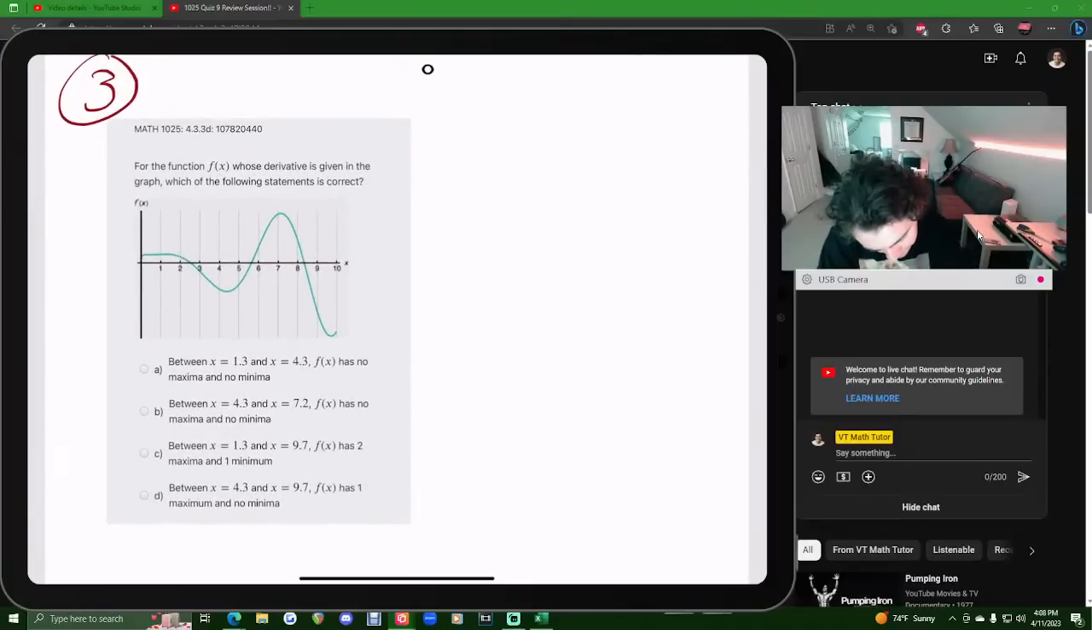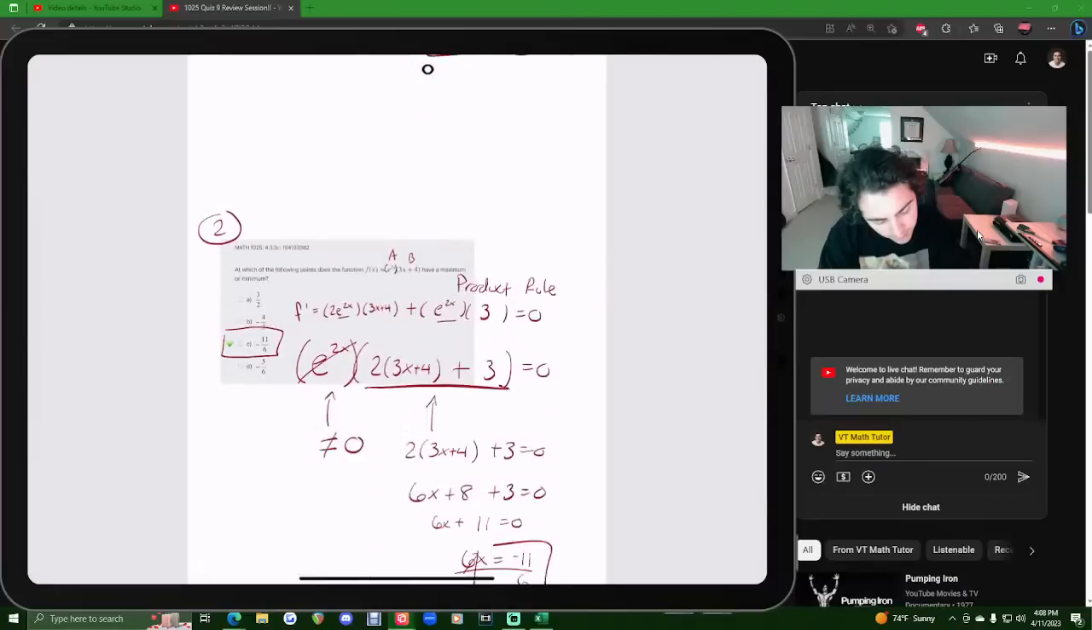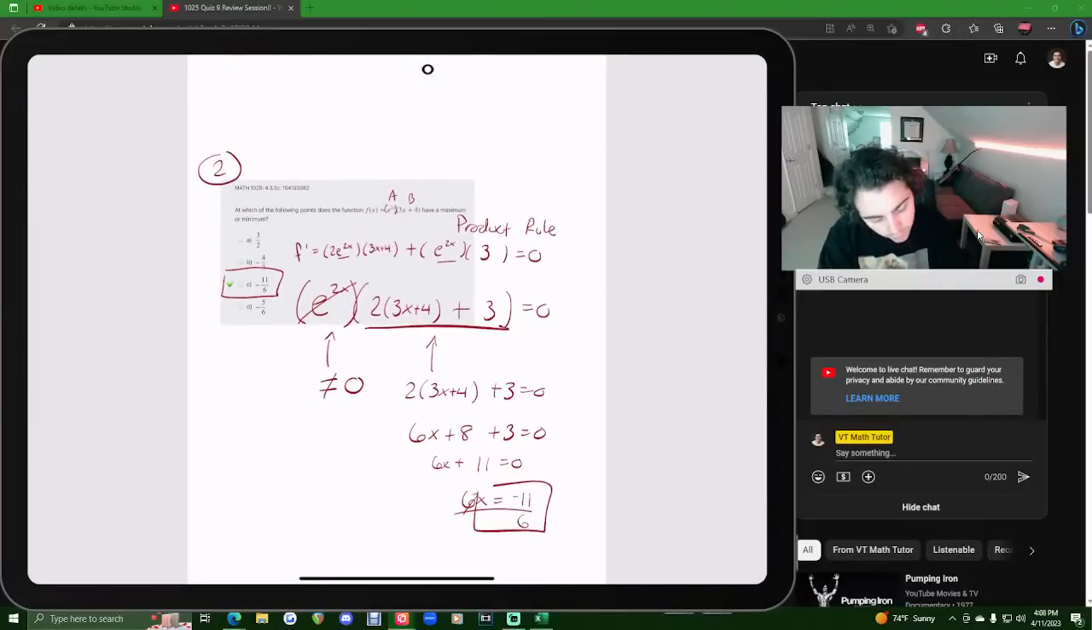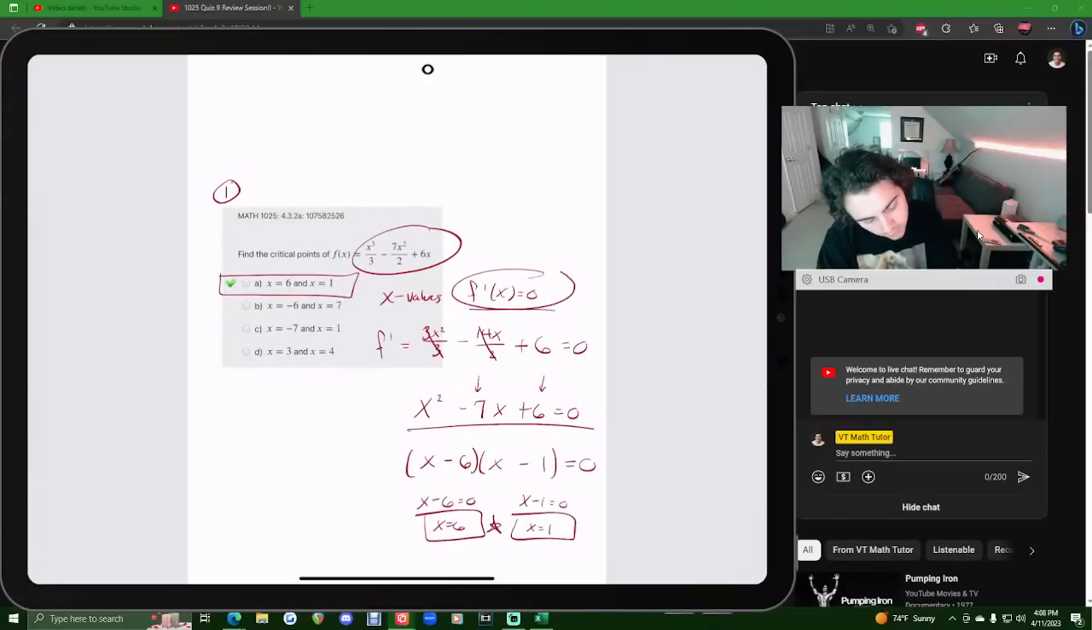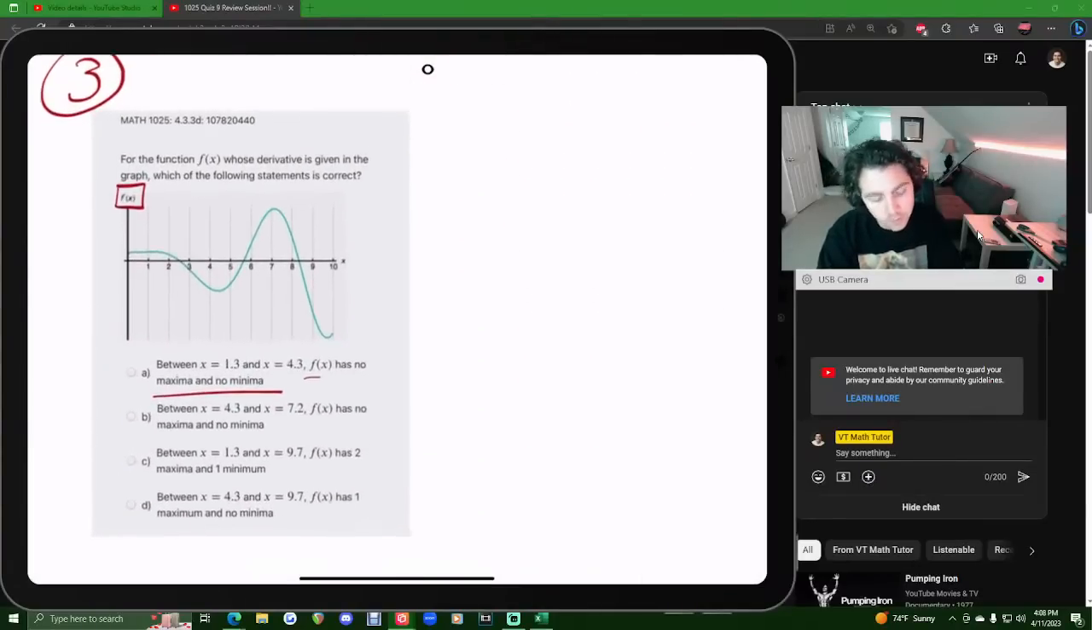Number 3. For the function f, whose derivative is given in the graph, which of the following statements is correct? So we're given f prime on the graph, and they're asking about where f has maximums and minimums. It's very important to mention that, like we've seen in the last couple of problems, f will have possible maximums or minimums wherever the derivative is equal to 0, because that's what we've been doing, right? We've been finding the derivative and setting it equal to 0 to find critical points, in other words, where f prime is equal to 0, where f could possibly have maxes and mins.